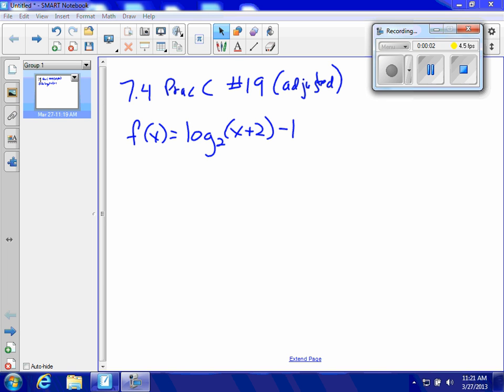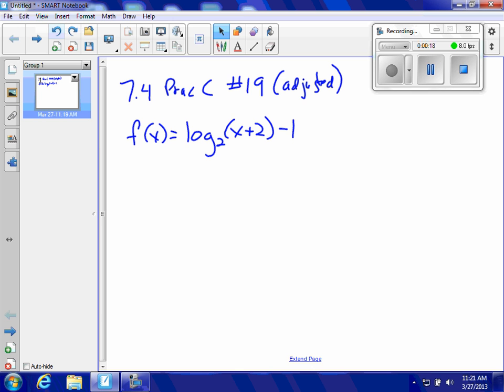This is chapter 7.4, practice C, number 19. It's on logarithms, and it's graphing a logarithm. I adjusted number 19 a little bit. I added a k right here, this -1, just so that we can have a little bit of variation.